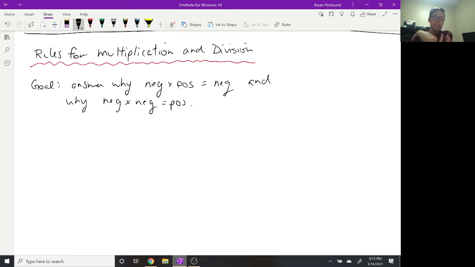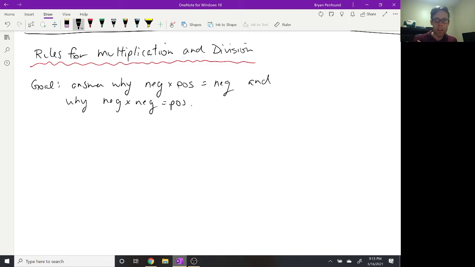Okay, so we're specifically going to be looking at these two options. Negative times a positive is a negative, and negative times a negative is a positive. Of course, since we can commute multiplication, if we multiply a positive by a negative, it's also going to equal a negative. So we only have to really look at one case where the signs are different, and then we want to look at the case of negative times negative, because that's something new that we haven't seen yet.